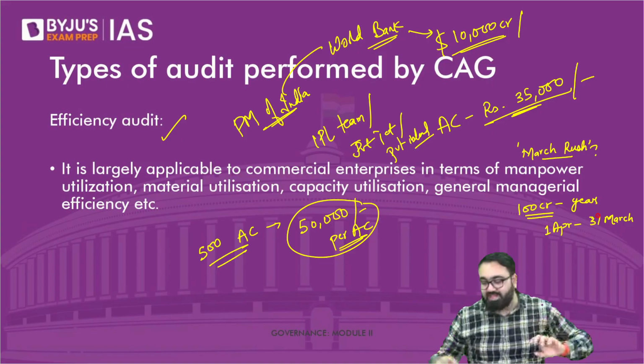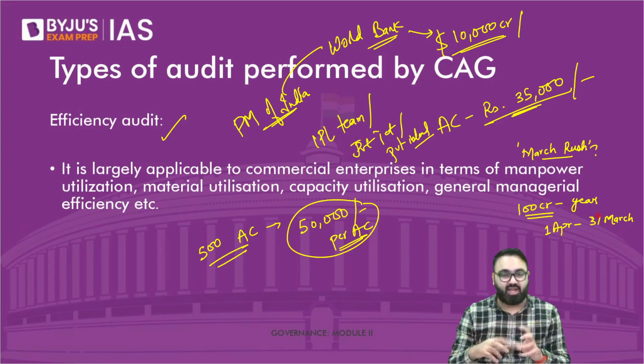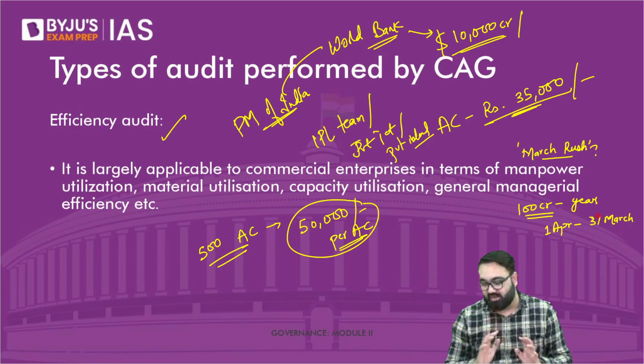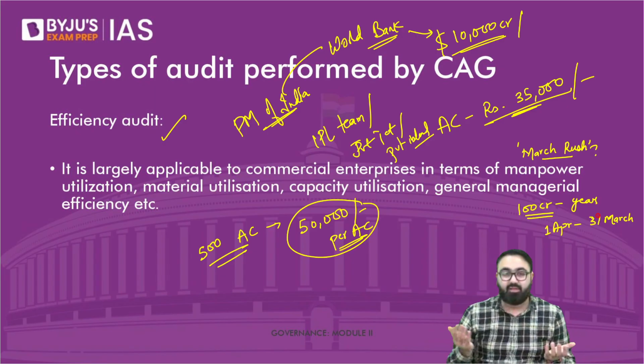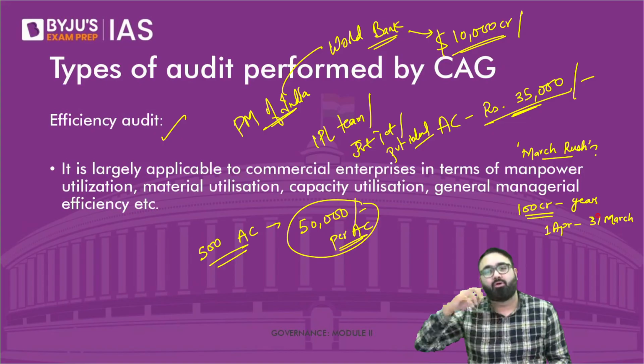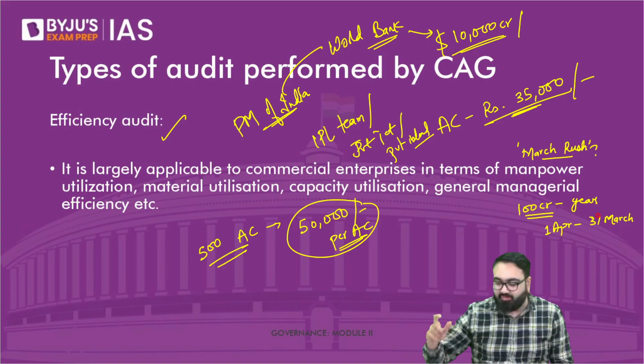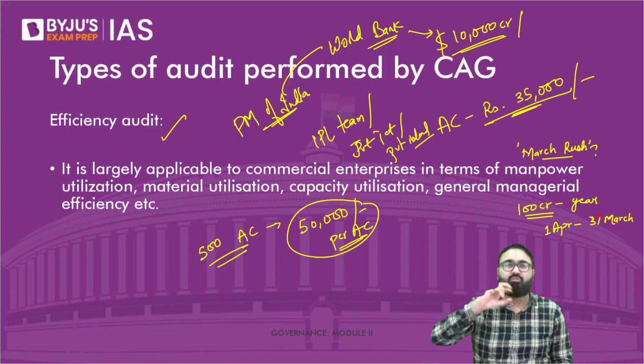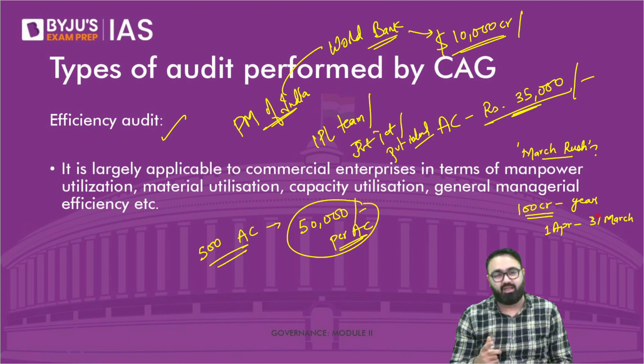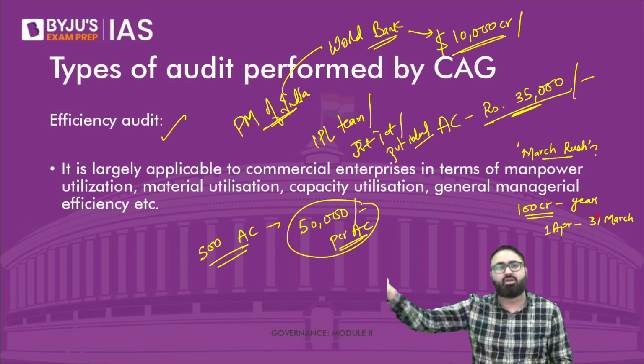Now the problem is this is not corruption, because corruption is when someone is eating money in between. No one is eating money in between. That is the problem called March rush. In the month of March, you usually have a lot of high spending by the government departments. Why? Because it is not their money. They don't want it to go back.